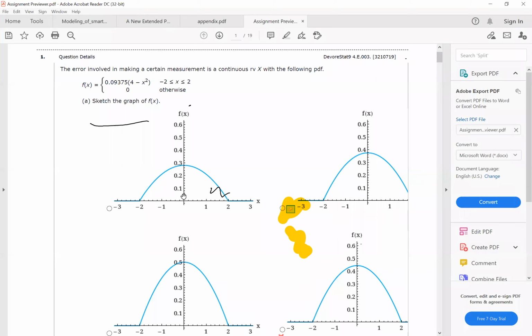You can check the value of f of x at 0, because you can see here the values for each graph are different for x equals 0. So if you plug in x equals 0, then it will be 0.09375 times 4. If you find that value, then you will see that it matches the second graph, with this graph. So the correct answer will be this one.